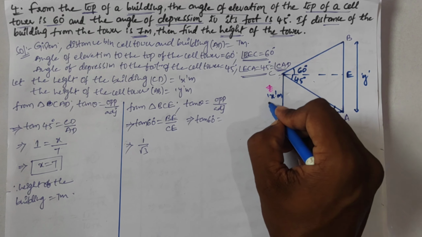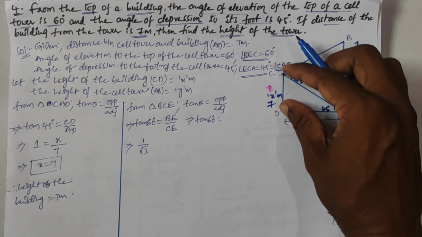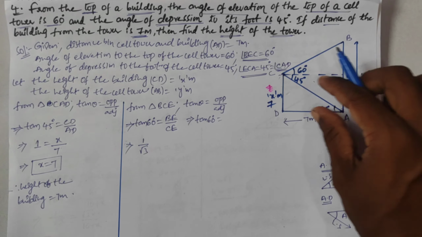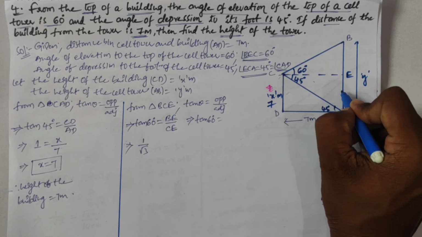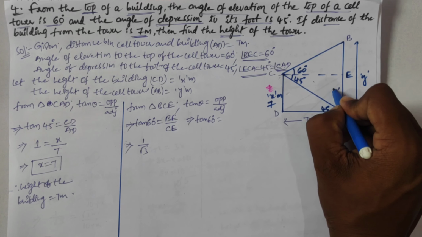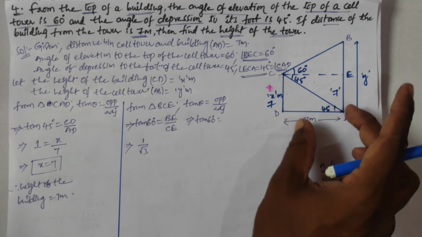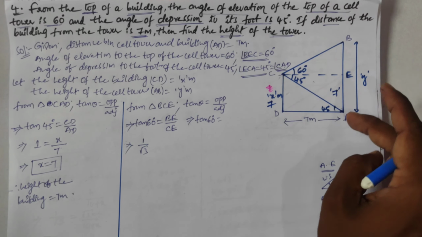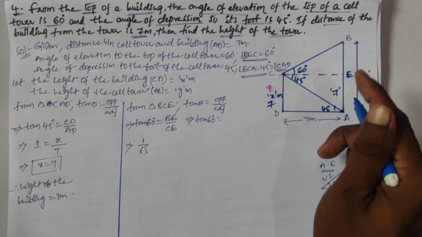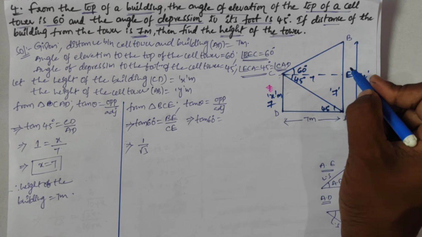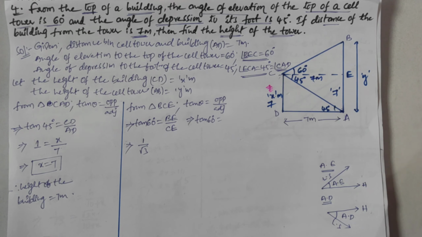Height of the building we got 7 meters, right? And we know CD and AE are equal because these two are opposite sides, so we got this also 7 meters first. And the base, these two are parallel and equal, right? And AD is equal to CE. What is the base here? Again 7 meters. We got.